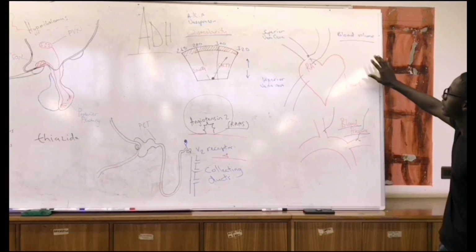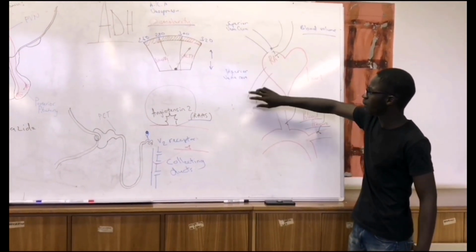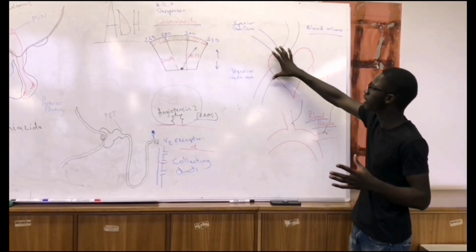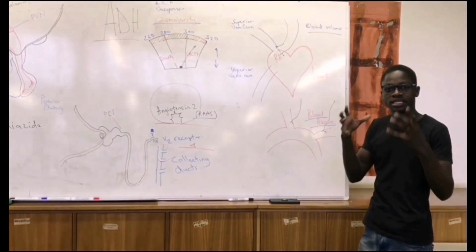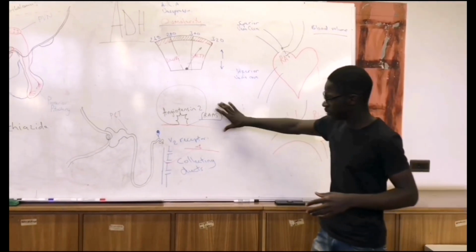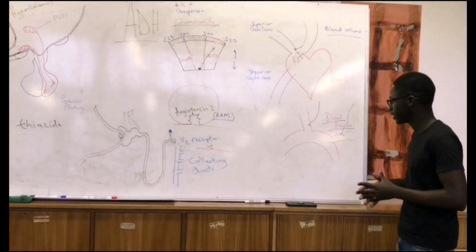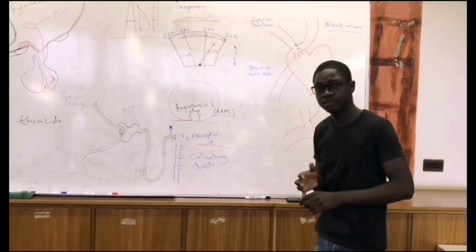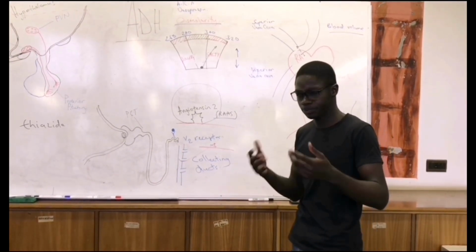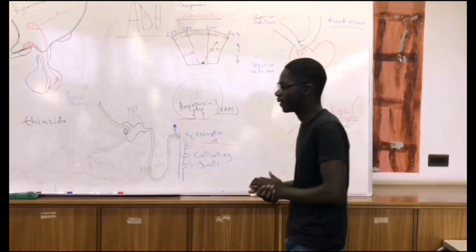Now, we also see that it's stimulated by blood volume. Whenever there is a decrease in the amount of blood going into the heart, that is its volume, it is stimulated. It is also stimulated by angiotensin II, which was talked about in the previous video, and also by blood pressure. Whenever there's a decrease in blood pressure, vasopressin is stimulated so as to increase the blood pressure.